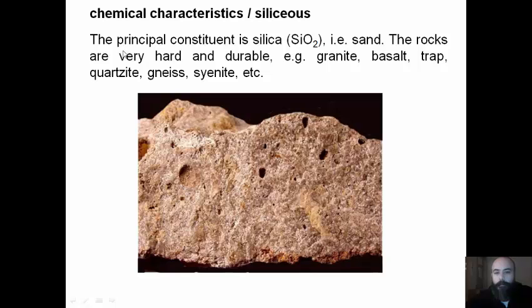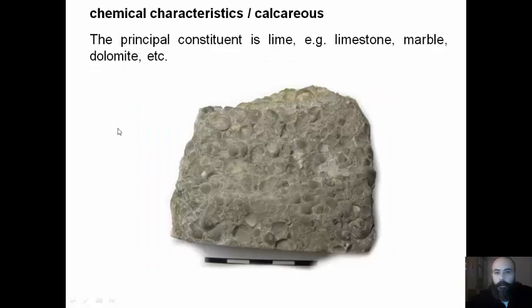Siliceous rocks have silica in them, like sand. The rocks are very hard and durable, like granite, basalt, trap, gneiss. Calcareous rocks are made of lime, like limestone, marble, dolomite.